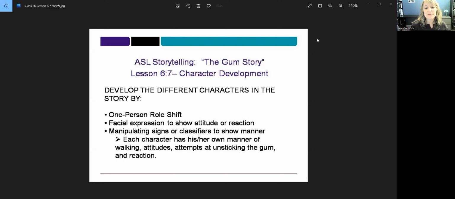So you can develop different characters in the story in ASL storytelling by using one person role shift, show what they do, what their mannerisms are, how they act. You can use facial expression to show attitude or reaction. And then of course you can manipulate signs or classifiers to show their manner. So for example, in the gum story, each character has his or her own manner of walking, attitudes, attempts at unsticking the gum, and they all have different reactions.